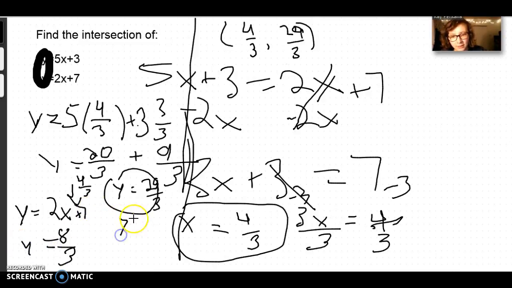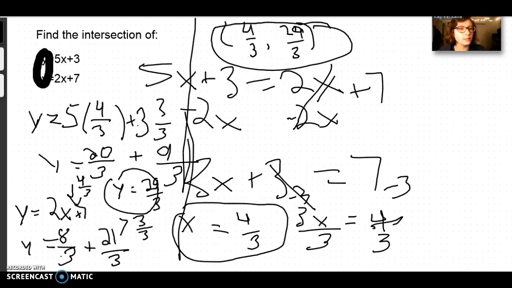Now for the 7, we want both of these fractions to have the same denominator, so we multiply 7 by 3/3, and 7 times 3 is 21, so we get 21/3. So y equals 8/3 plus 21/3. And 8/3 plus 21/3 is 29/3, so we agree. Both equations agree on the y value given the same x, which means that is the intersection. So 4/3, 29/3 is our answer.